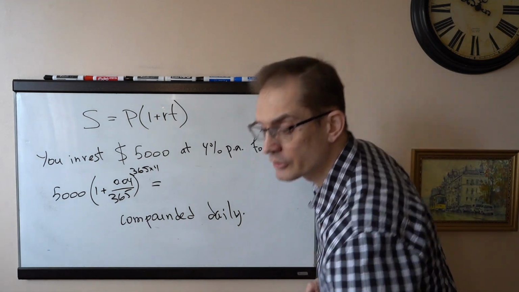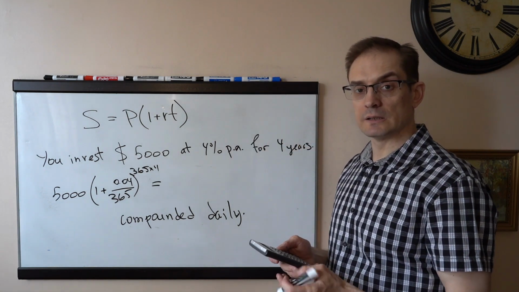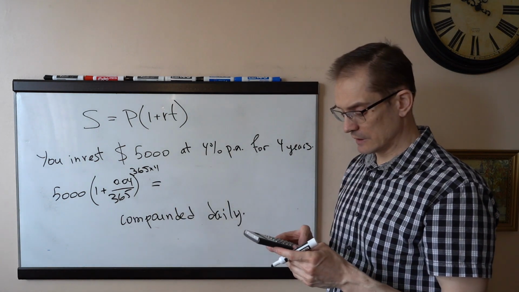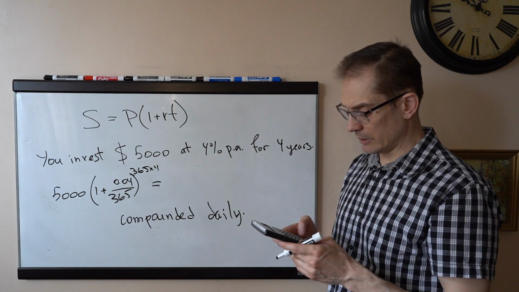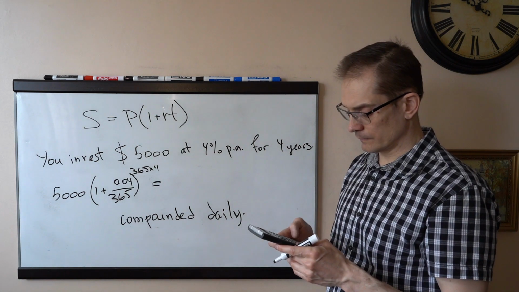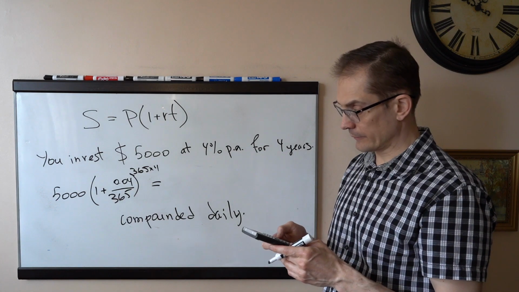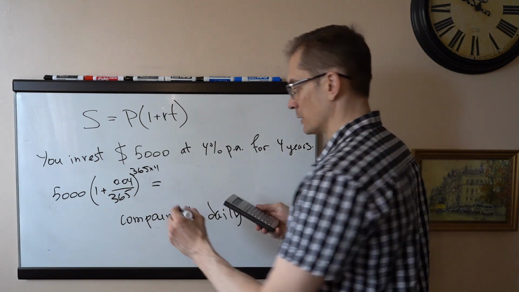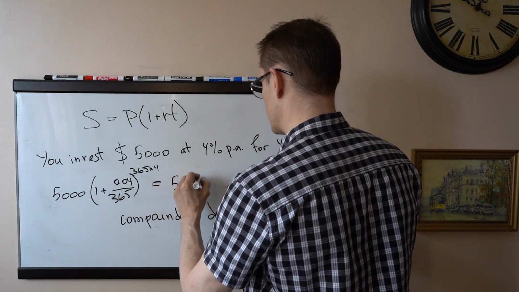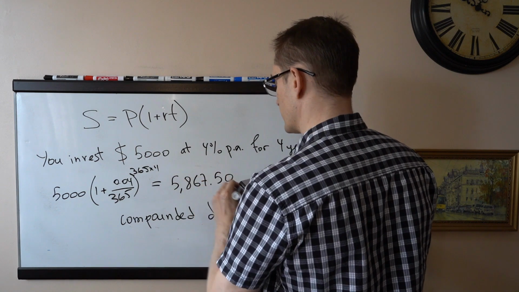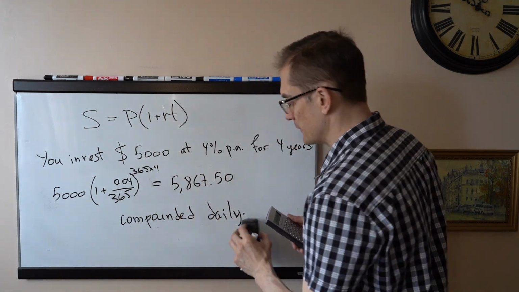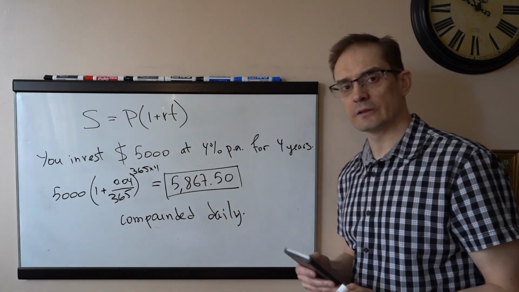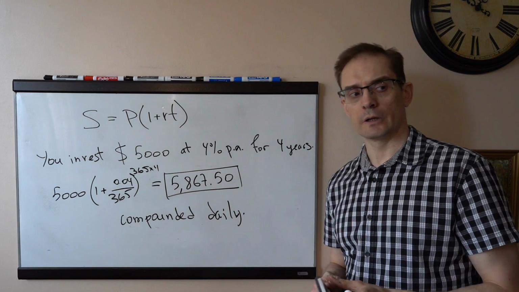That's the most powerful investment. Just because it's the most interest you can earn, let's compute it just to compare. So it's 5,867.50, right? So this compounded daily rate is giving you the highest interest you can earn for your investment.